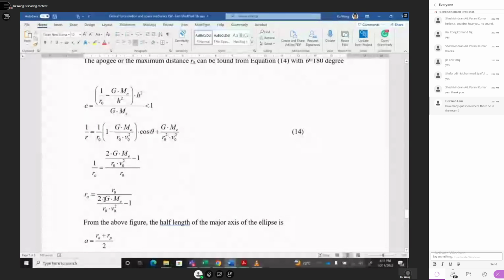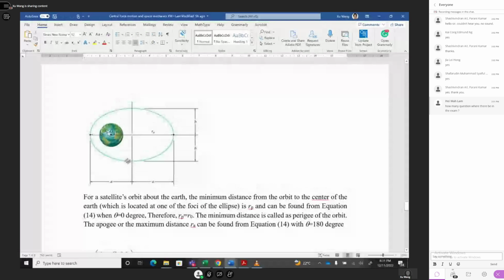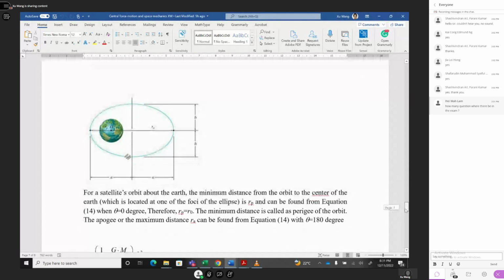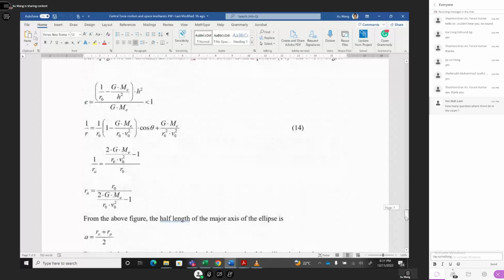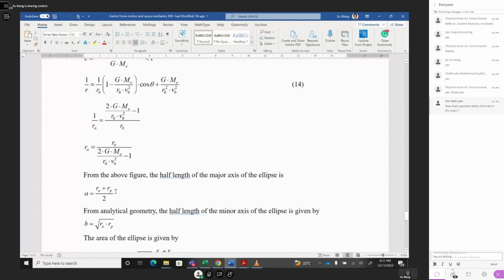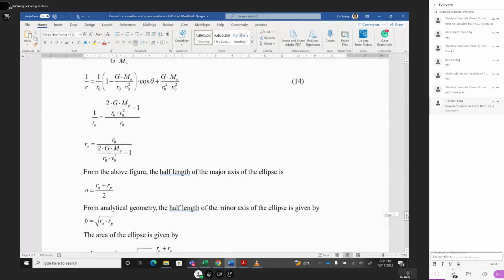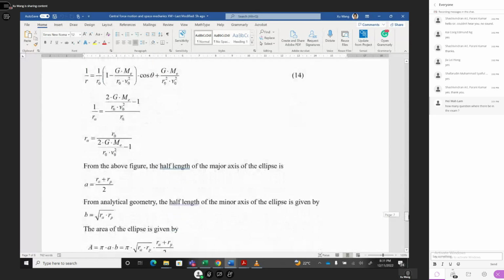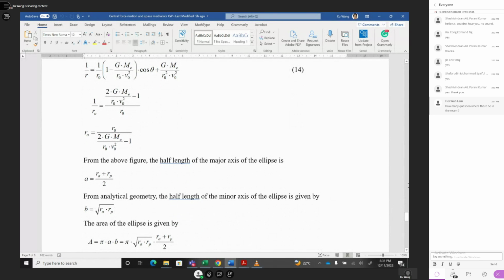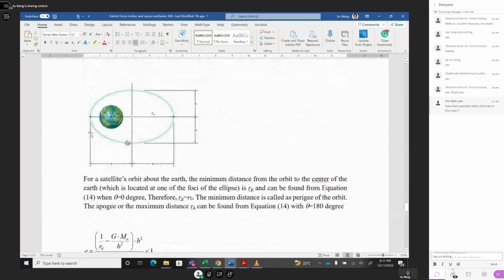If you know RA and RP, which is R0, they sum together, RA plus RP, divided by 2 is A, right? That's why you get the ellipse's A. Okay, the half length of the major axis is (RA plus RP) divided by 2. And also we can prove that for RA times RP, the square root gives you B.